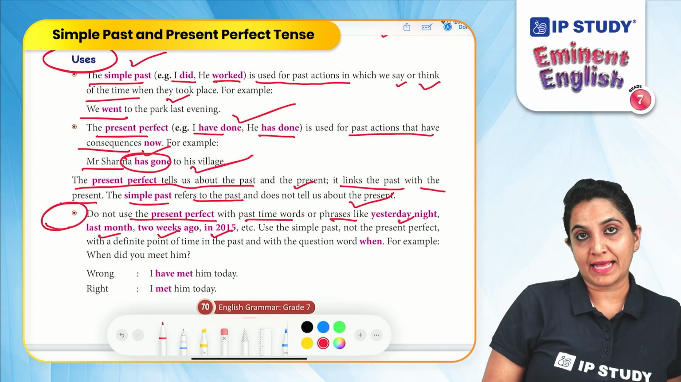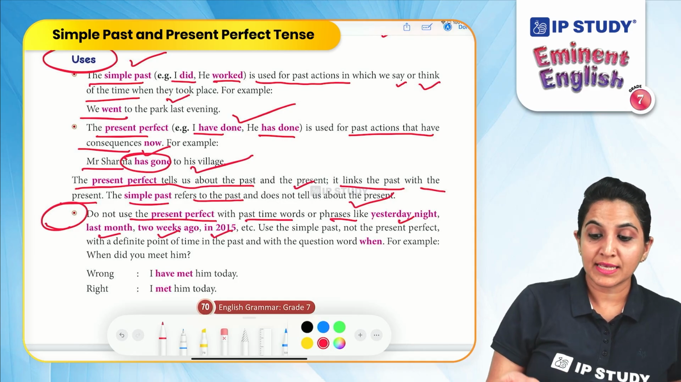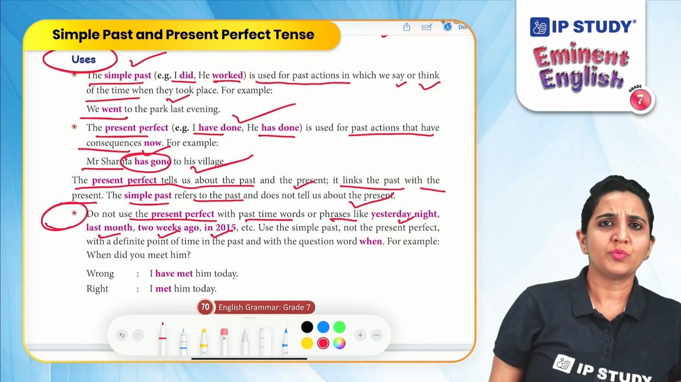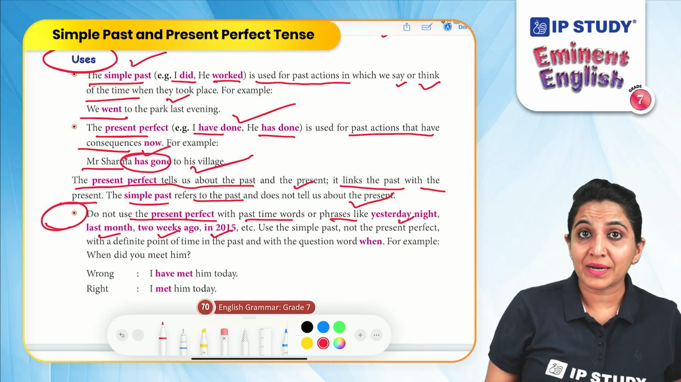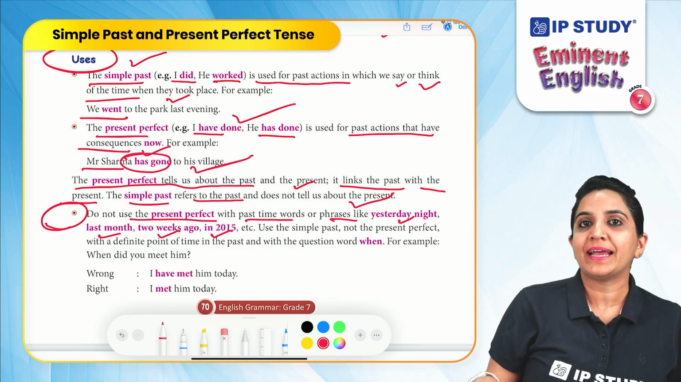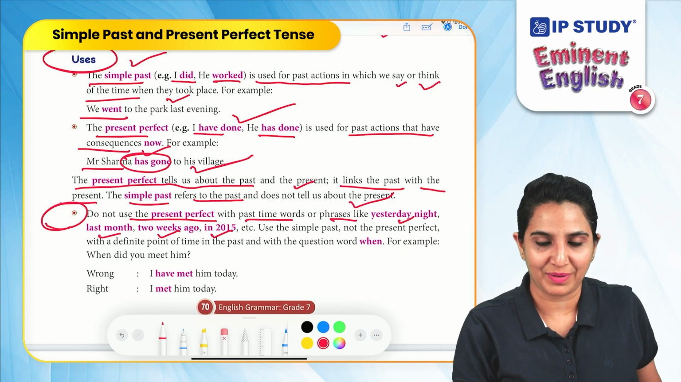So in this scenario, we cannot use the present perfect tense because yesterday night or something that might have happened last month would not be connected to the present time. That means that action would not be happening right now. That will simply become the simple past.